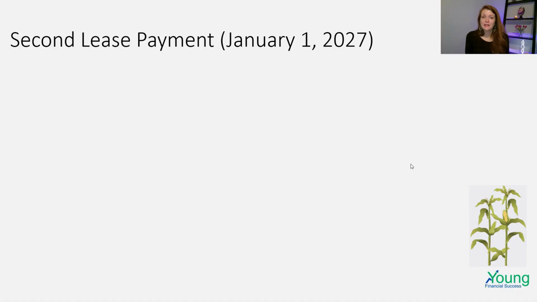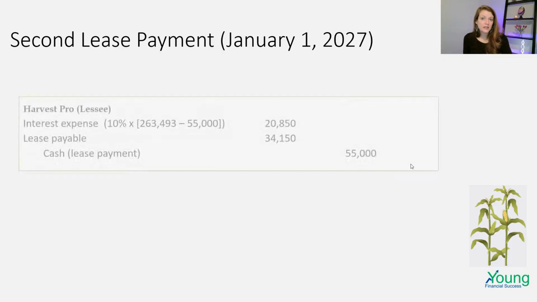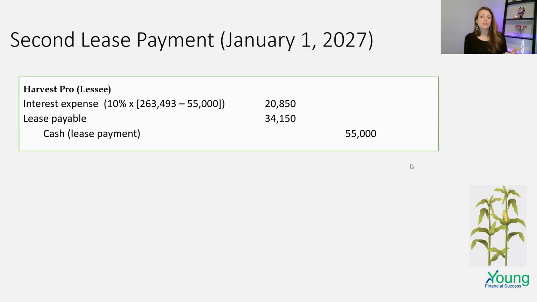So we're going to look at that lease payable, we'll look at the lease receivable, and we're going to calculate interest based on that, considering that the whole first payment went to paying down the principal. You can keep a T account of this as well, and that's always a fantastic way to do it. So we started with a lease payable of $263,493. Then we subtracted the full $55,000 payment since there was no interest in that first payment. Then we multiply that times the 10% interest to get our interest expense for the second year, for that second payment. And that interest was $20,850.